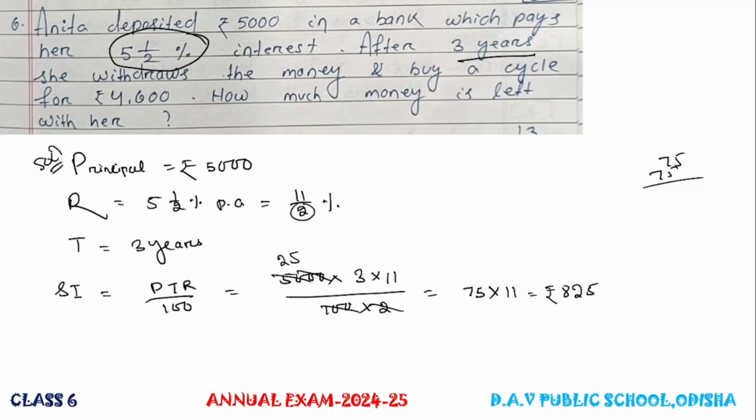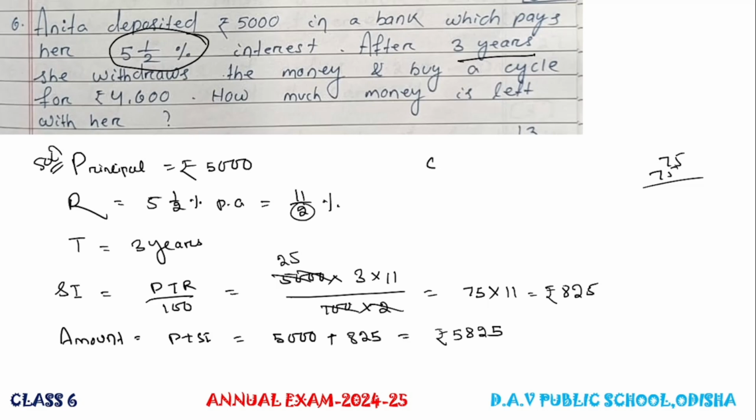But after 3 years he withdraws. Withdraw means from the amount. So first of all we find the amount. So amount is equal to P plus SI, the formula. So put the value: P equal to 5,000 plus 825 is equal to how much? 5, 2, 8 and 5. So amount equal to 5,825.